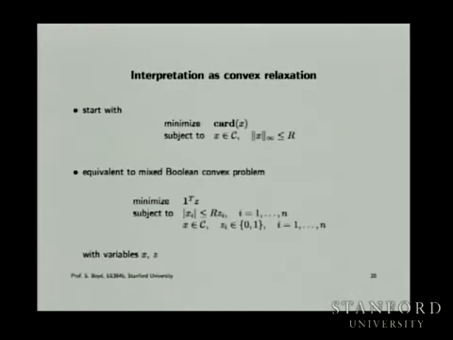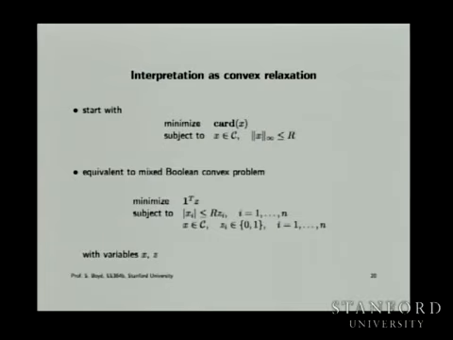We looked at that last time. We looked at polishing. And now I want to interpret this, I want to justify this L1 norm heuristic. So here's one. We can interpret this as a relaxation of a Boolean convex problem. So what we do is this.